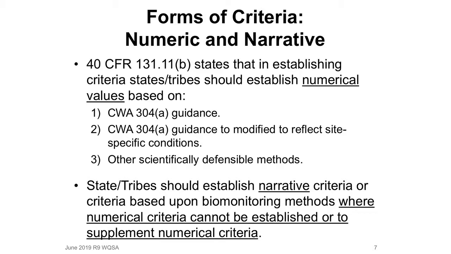A couple ways that you can develop narrative criteria is based on biomonitoring methods. So if you know you have a relationship between, you know, bugs and, let's say, nitrogen, then maybe you can develop a little relationship there. I'm trying to remember what this was. Where numerical criteria cannot be established. Oh, right. So we have these things also where you can't develop a numeric criteria.